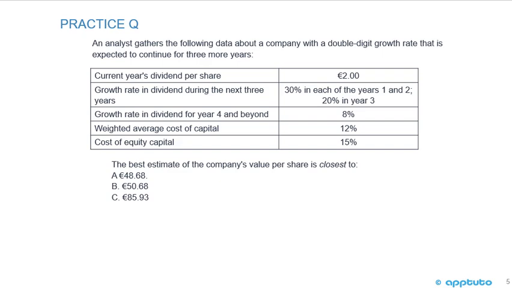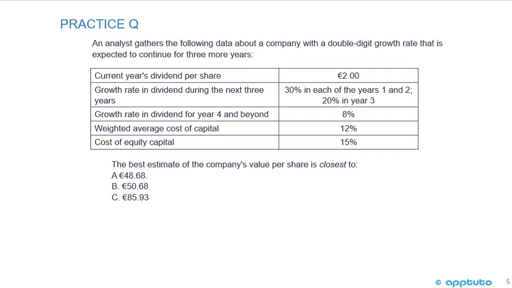An analyst gathers the following data about a company with a double-digit growth rate that is expected to continue for 2 years. The current year dividend per share is €2. The growth rate in dividends during the next 3 years is 30% in each of the years 1 and 2 and 20% in year 3. The growth rate in dividends for year 4 and beyond is 8%. The weighted average cost of capital is 12%, and the cost of equity capital is 15%.